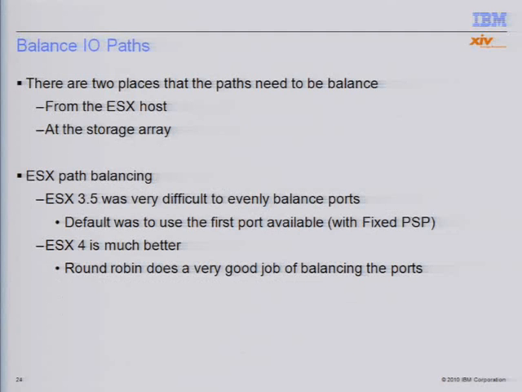When we're talking about balancing paths, we want to make sure you're balancing from both sides. So in ESX, we talked about this already. You want to make sure that everything's balanced evenly. With fixed, if you're using fixed, you want to make sure that your paths are balanced across all paths available. And with 4.0, we're using round robin. I really recommend round robin. I've said it a few times already, so I feel it's really important. If you have the ability to use round robin with your storage array, I definitely would. So make sure you're balancing the ports on your ESX side.